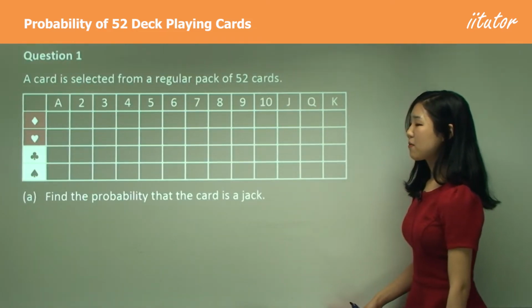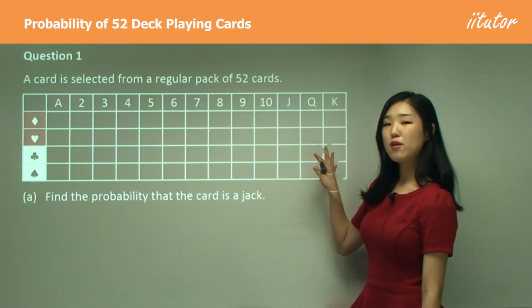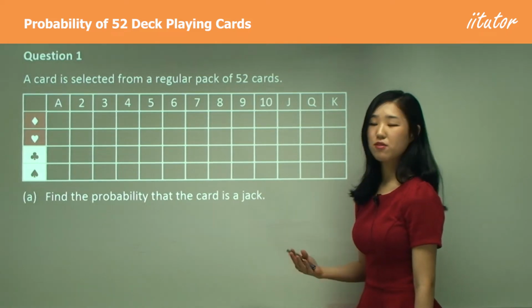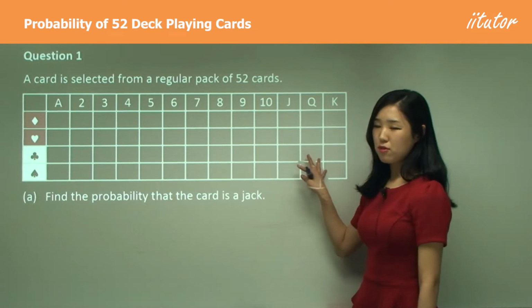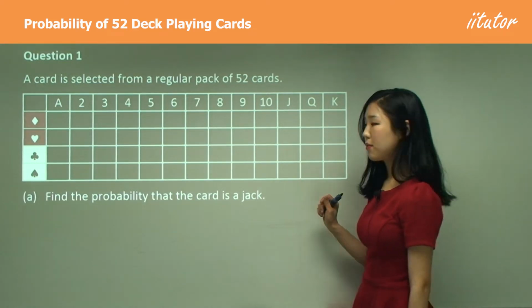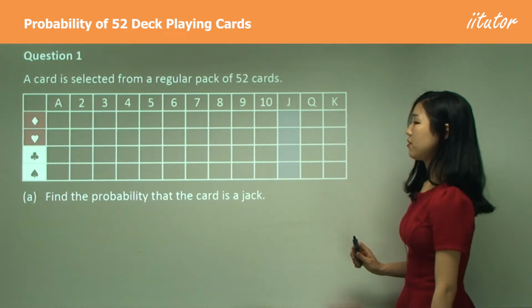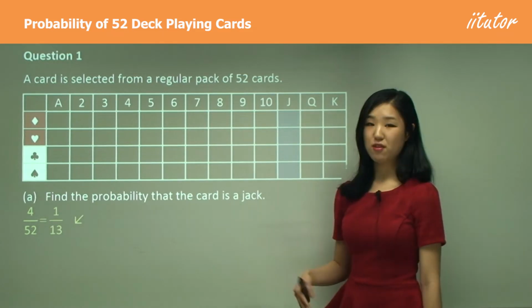A, find the probability that the card is a Jack. So you can see I've got the table here and I always want to refer to this table. If you get used to this and you think you can answer the questions without doing the table, that's great. But for most of you, I do recommend you draw this up because it really does help. Find the probability that the card is a Jack, and we know that Jack is these. So therefore it's simply 4 out of 52. And make sure you always simplify it: 1 over 13.